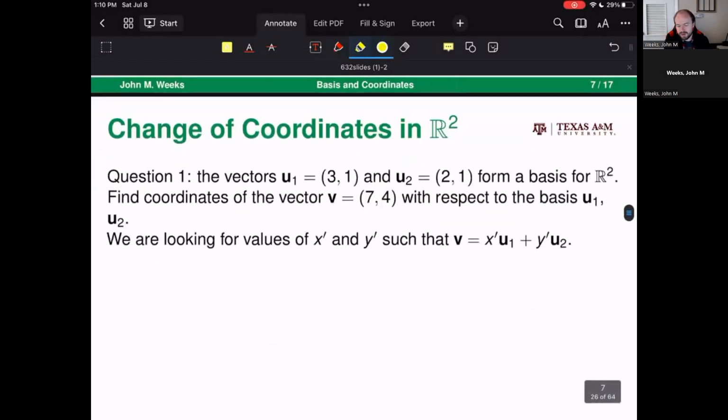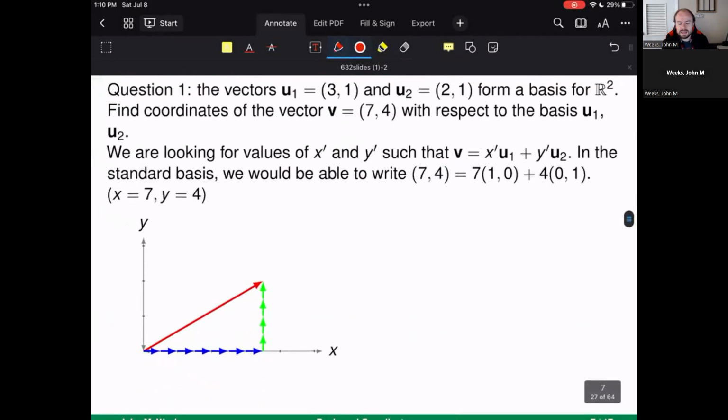Now remember that we are looking for values x prime and y prime here. These are the coordinates we're looking for, such that our vector v can be written as x prime times the first vector plus y prime times the second vector. x prime and y prime make up the coordinates with respect to the basis of u1 and u2. Now, whenever you are looking at something in a standard basis, you're really looking at coordinates in terms of the standard basis. Here's how that looks.